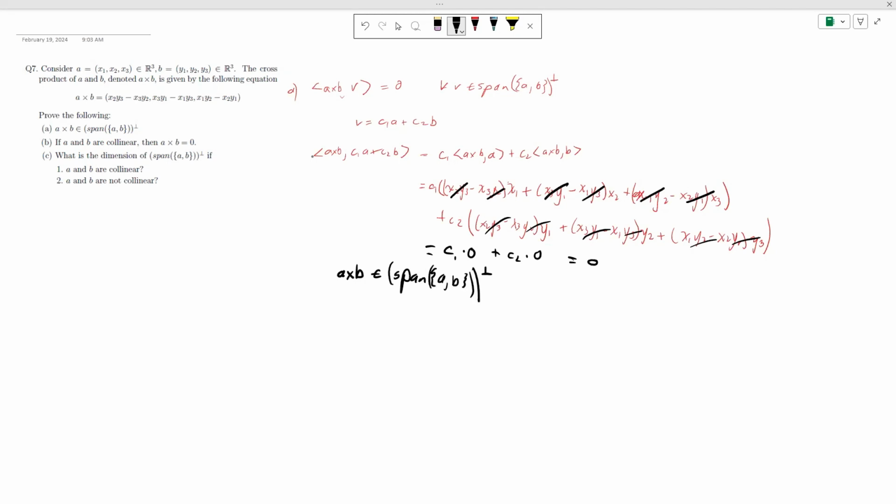because W perp is equal to the set of V in my vector space such that the inner product of V with W equals 0 for all W in W.